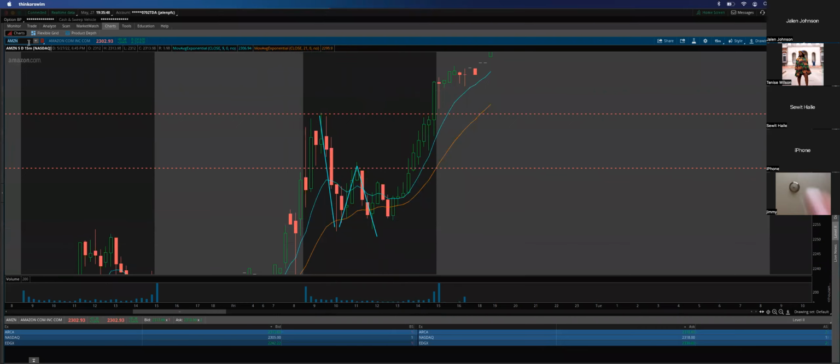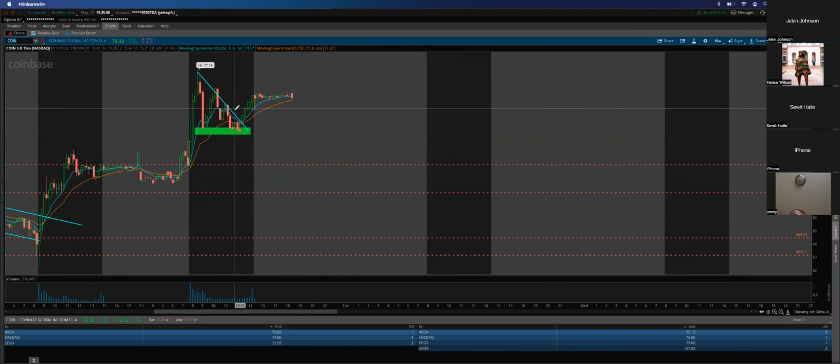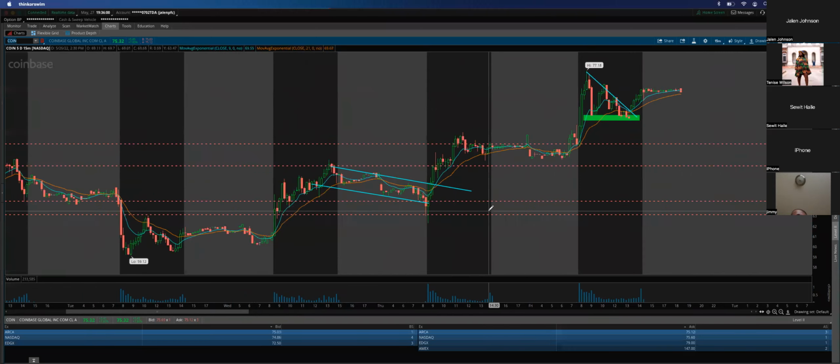Let me show you an example of Coin, right? I do this with anything, like chart patterns, bull flags, anything I do. Let me show you another example of Coin, right? This was yesterday. Coin did kind of the same thing today, but it wasn't as pretty. But this is the trade I took on Coin.